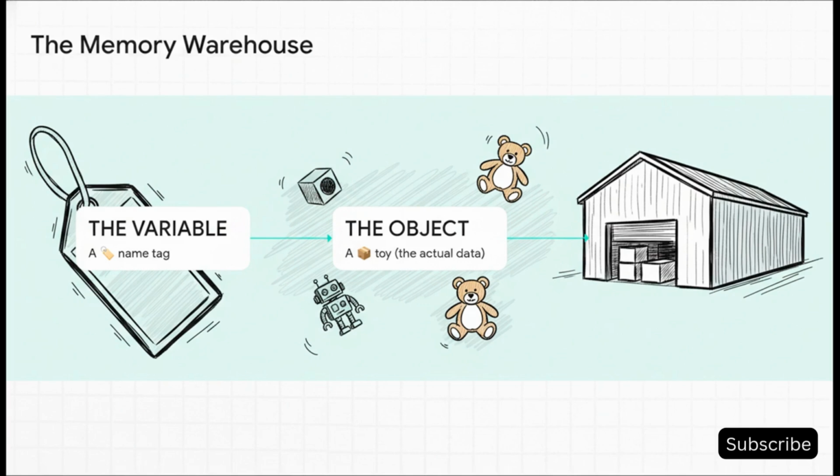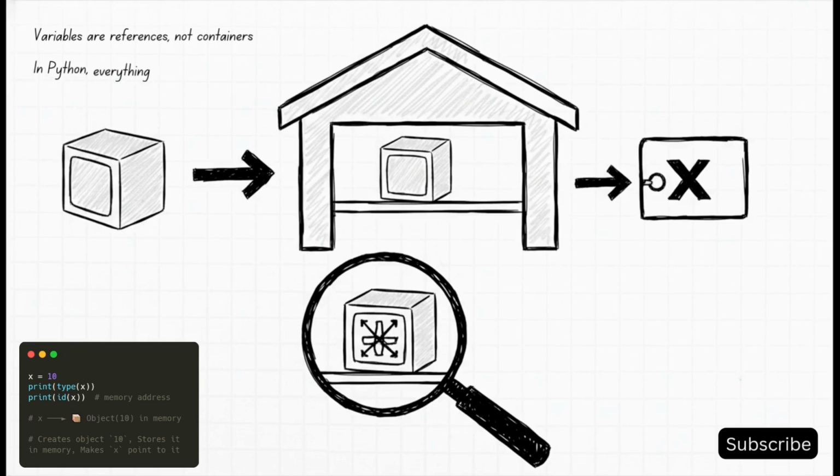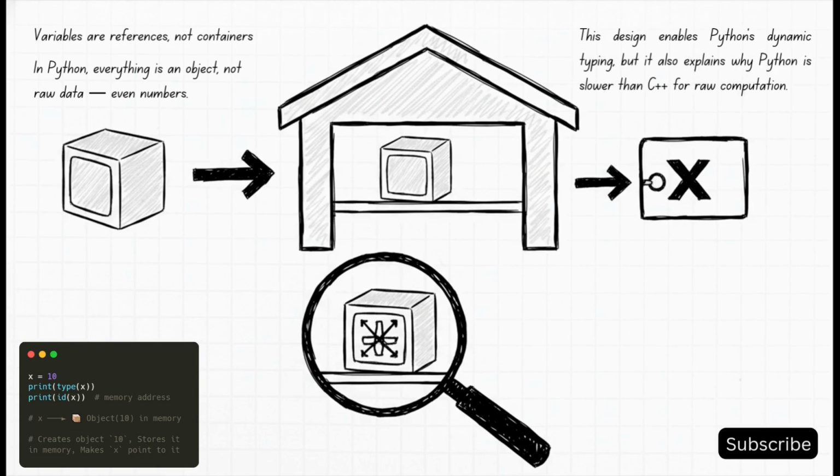The object, the actual data like a number or a list, that's a toy. And memory, that's the giant warehouse where all of these toys are stored. So look at this. When you write x equals 10, Python doesn't put the number 10 inside some box called x. No way. Instead, it creates a little toy object for the number 10, puts it somewhere in the warehouse, and then just attaches the name tag x to it.